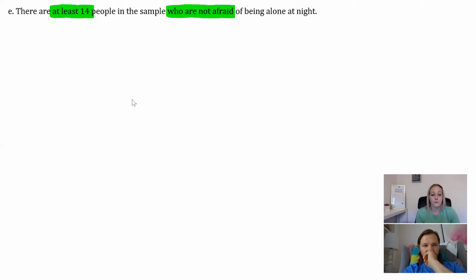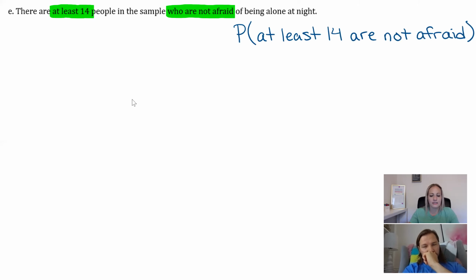And what I would do is that if it gives you the other one, you always want to try to put it in terms of the original question. So at least 14 people who are not afraid. Ultimately, that's what we're looking for. But let's see if we can translate that into people who are afraid. So if there's 20 total people and at least 14 of them are not afraid, what does that mean as far as how many are afraid?